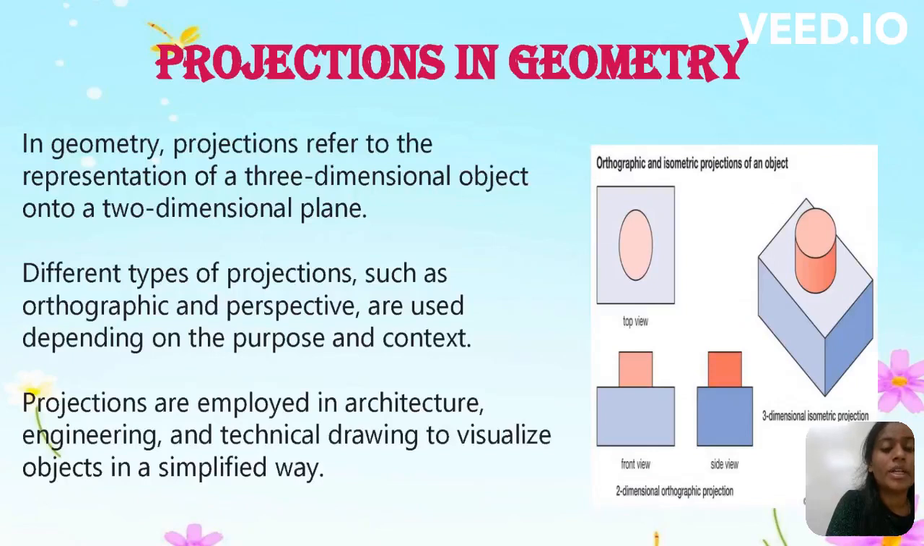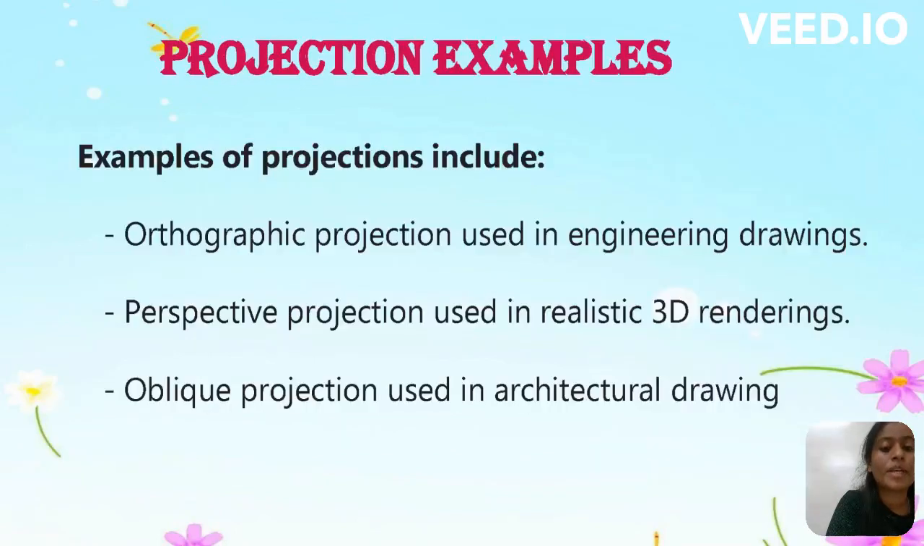Projections in geometry. In geometry, projection refers to the representation of three-dimensional objects onto a two-dimensional plane. Different types of projections such as orthographic and perspective are used depending on the purpose and context. Projections are employed in architecture, engineering, and technical drawing to visualize the object in a simplified way.